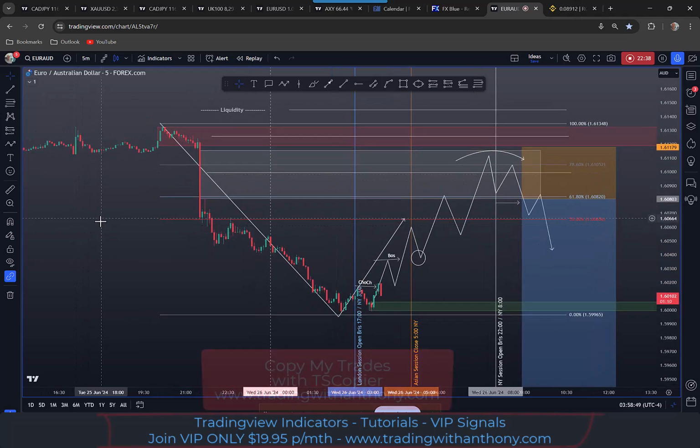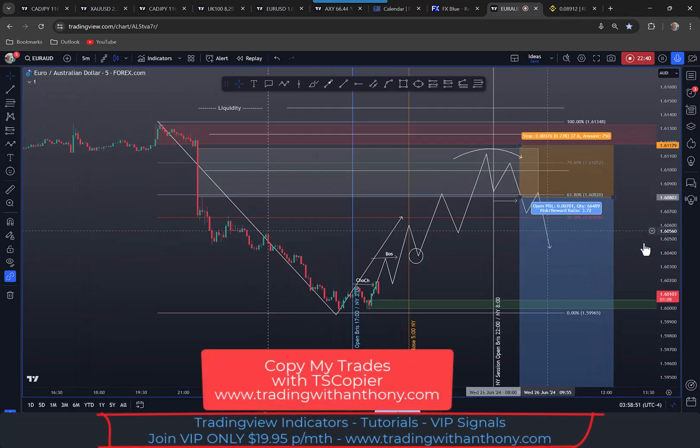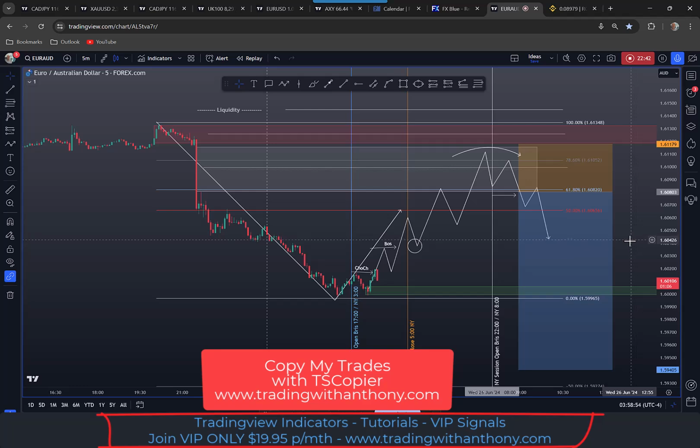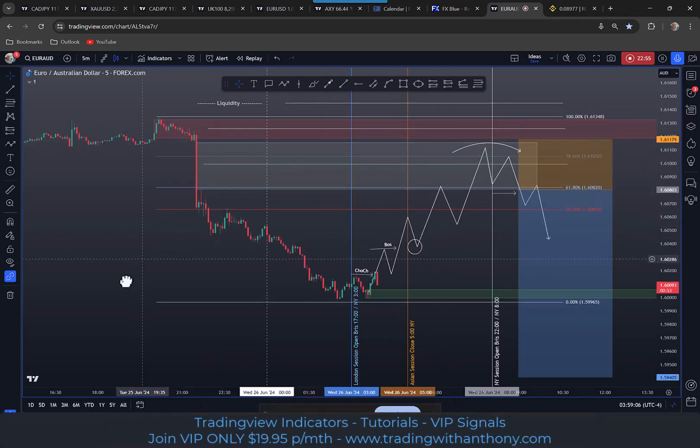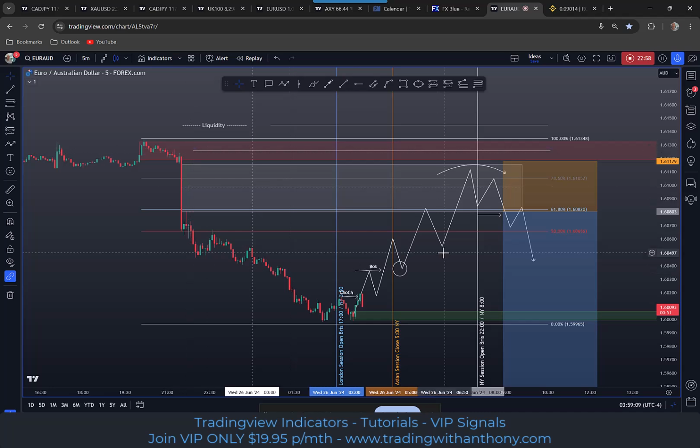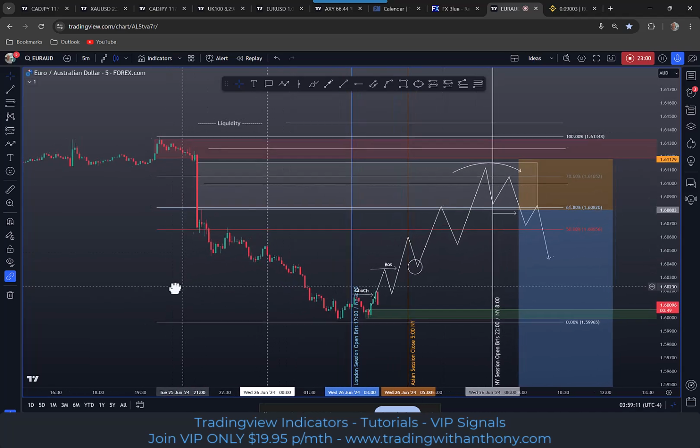Anyway, that's the Euro Aussie. And look, I've been studying ICT since 2016. So these are not my ideas. They're ICT concepts. I'm trying to simplify something that could be fairly complicated. Just keep it simple. And yeah, that's my interpretation and simplified version, okay?